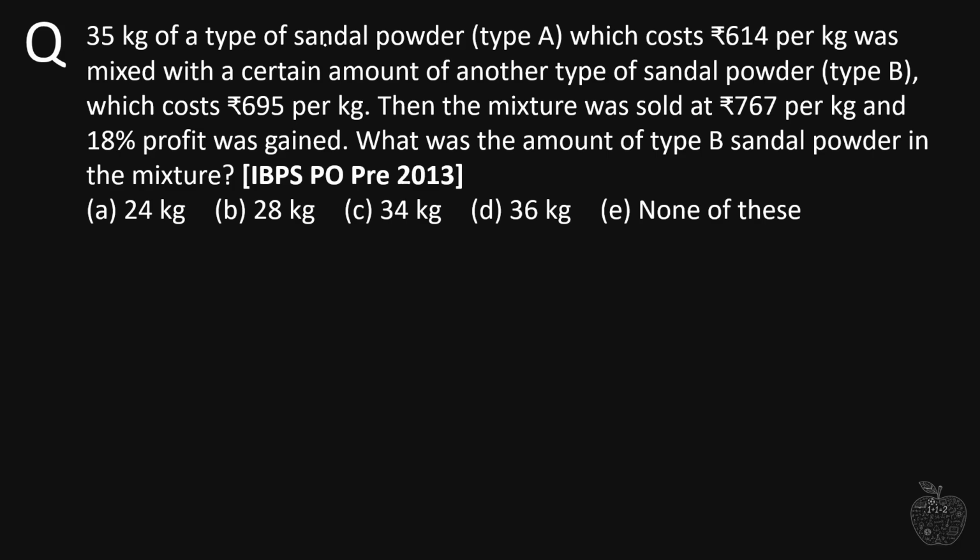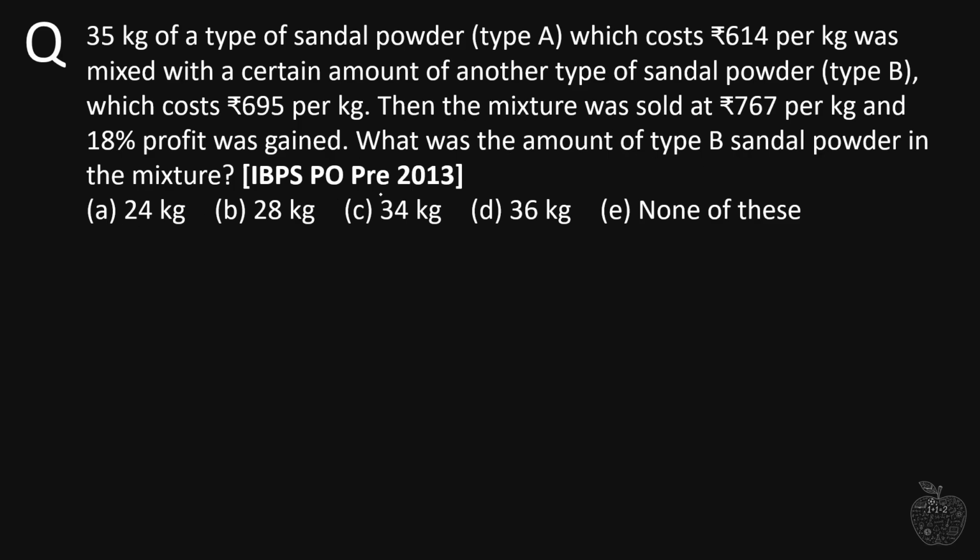35 kg of sandal powder type A, which cost 614 per kg, was mixed with a certain amount of another type of sandal powder type B, which cost 695 per kg. Then the mixture was sold at 767 per kg and 18% of profit was gained. What was the amount of type B sandal powder in the mixture?